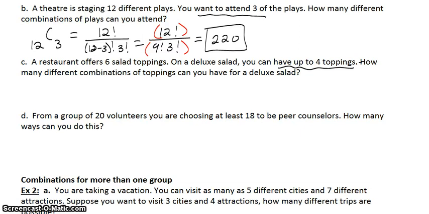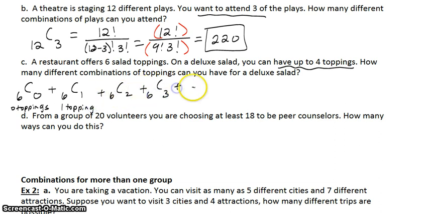If I can have up to 4 toppings, it means I could have 0 toppings, or 1 topping, or 2, or 3, or 4 toppings. What this means is we're going to need to have a different combination to represent this. So I could have 0 toppings, or I could have 1 topping, or I could have 2 toppings, or I could have 3 toppings, or I could have 4 toppings.